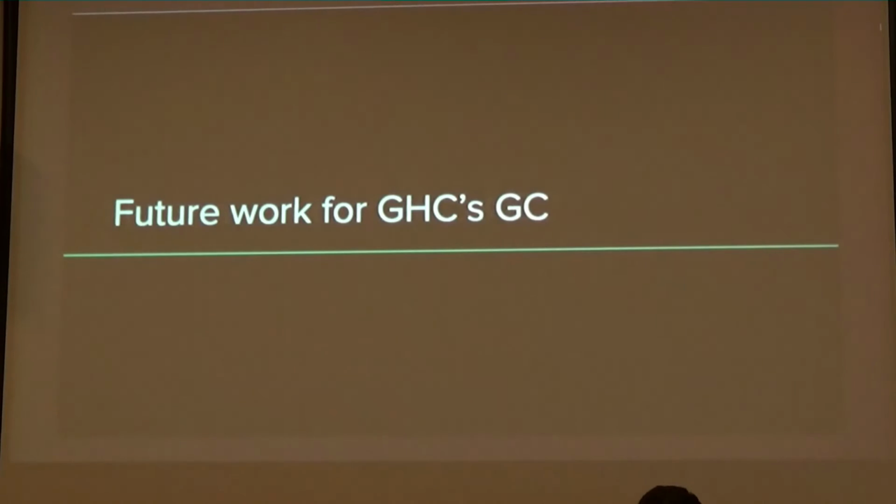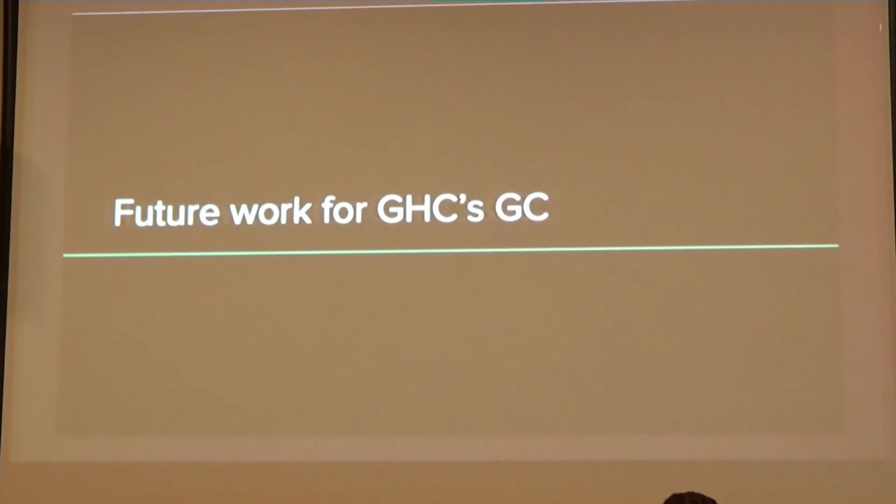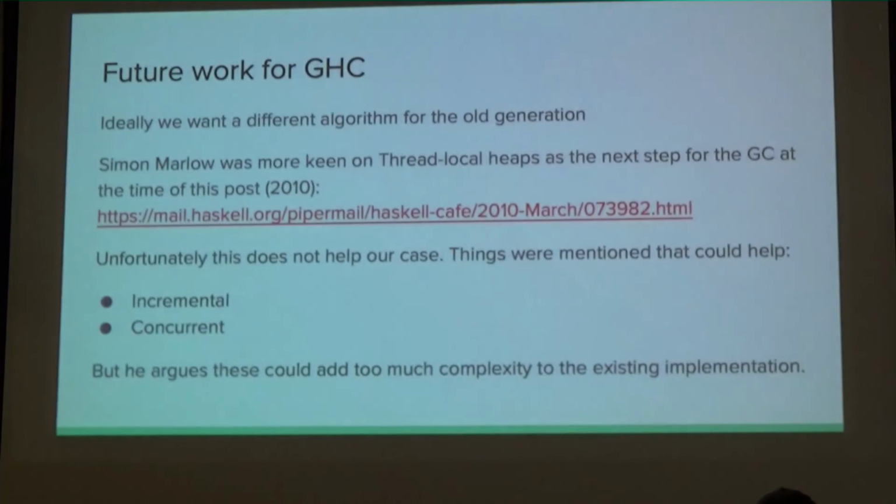And I just thought we could look at directions the GHC garbage collector could go in that would make it more effective for our particular use case. There's this email from 2010 where someone wants to implement a real-time system, and Simon Marlow wrote up some of his ideas on it. He says his main focus at the time was working on thread local heaps, which are basically an optimization where each thread has its own heap that it collects independently. But this was only for the young generation, so it wouldn't really help us anyway.